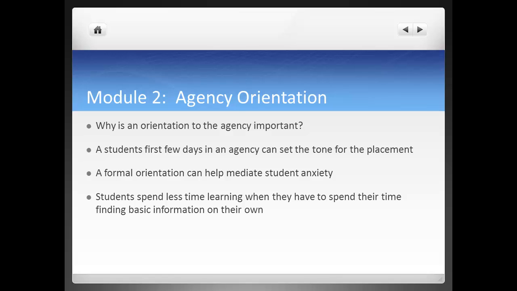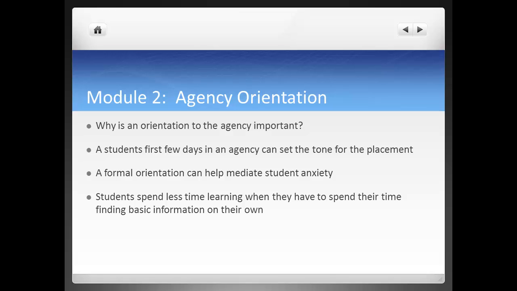They're typically anxious about their performance, meeting new colleagues, what will be expected of them from the agency. So having a formal structure that's laid out in terms of how they'll be introduced to staff and how they'll be introduced to the various learning activities that will be a part of their field practicum can go a long way towards mediating that anxiety.